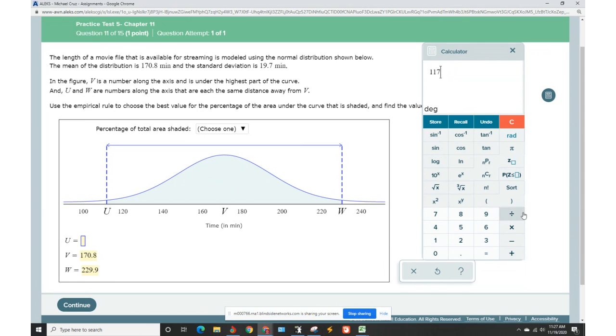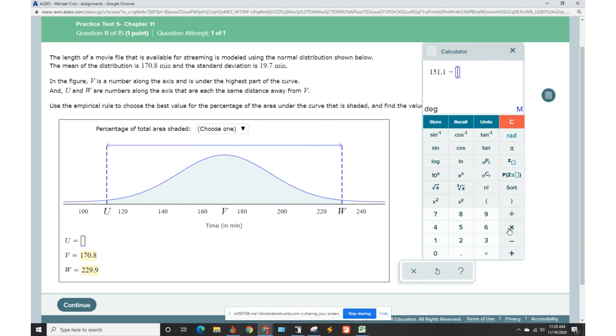Put that in the store, okay, so now I don't have to keep typing it in. 170.8 minus that is 51.50, in other words. Right around in there. So that's probably one standard deviation. Oh, that is one standard deviation.